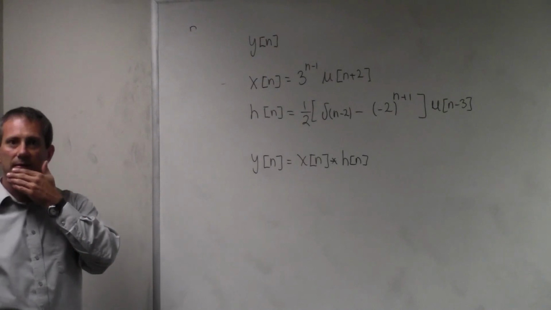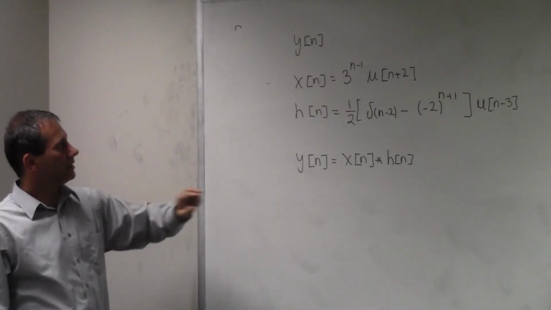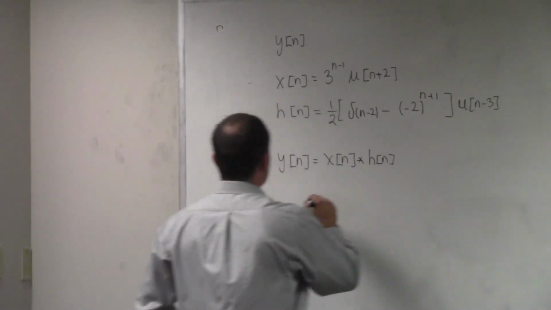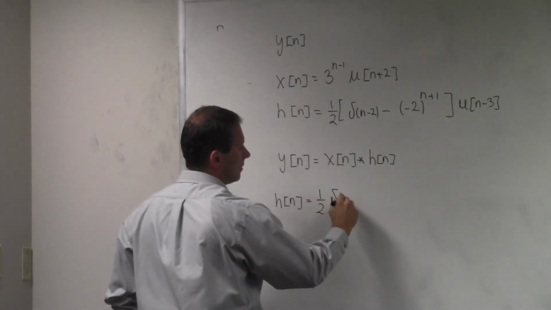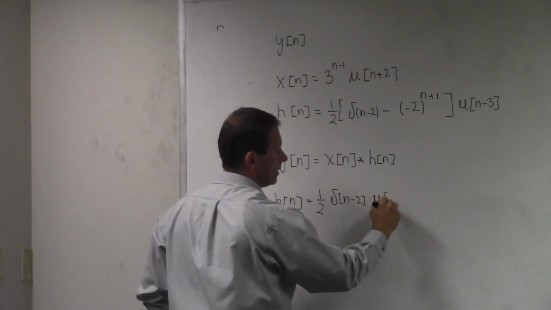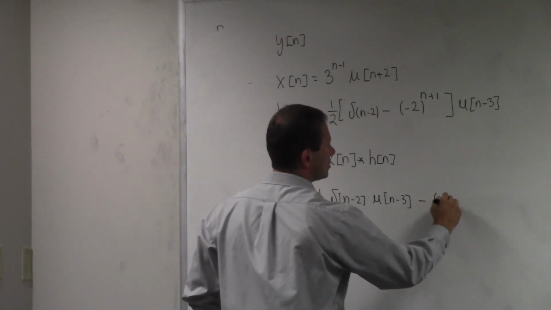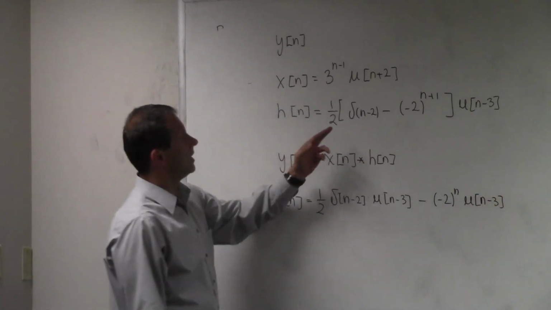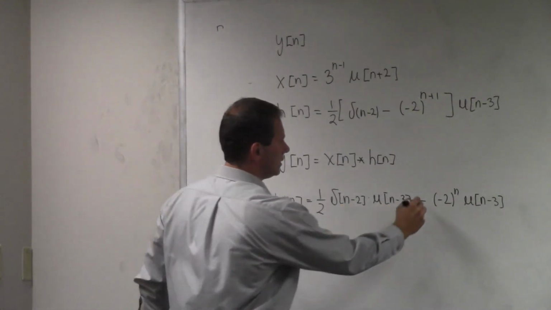You can do that directly, but before you actually do that, what was required in this problem is to look a little bit closer at this h of n. In particular, I could rewrite this h of n as 1/2 delta of n minus 2 times u of n minus 3, and then minus 2 to the n u of n minus 3, because this 1/2 and n plus 1 would cancel.